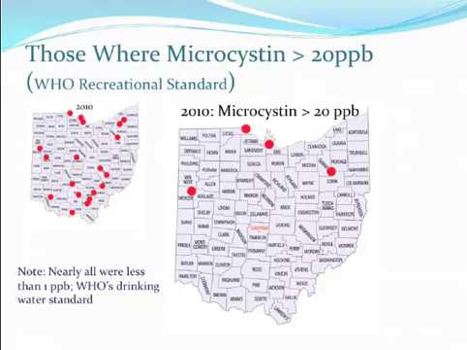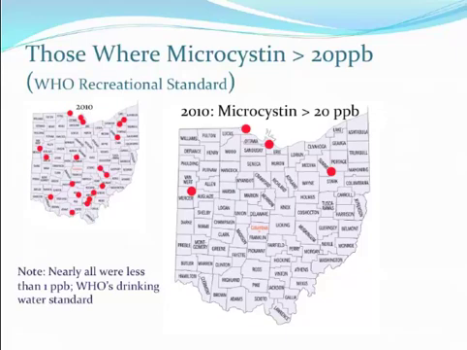As you can see, the smaller 2010 state map to the left, which I showed you just previously, and then you look at how few are still present on the map to the right when we just look at those with high levels of microcystin. And to point out, nearly all were less than 1 part per billion, which is the World Health Organization's drinking water standard. So not only did we have small-scale blooms in most of these reservoirs, but the microcystin toxins were not very high.